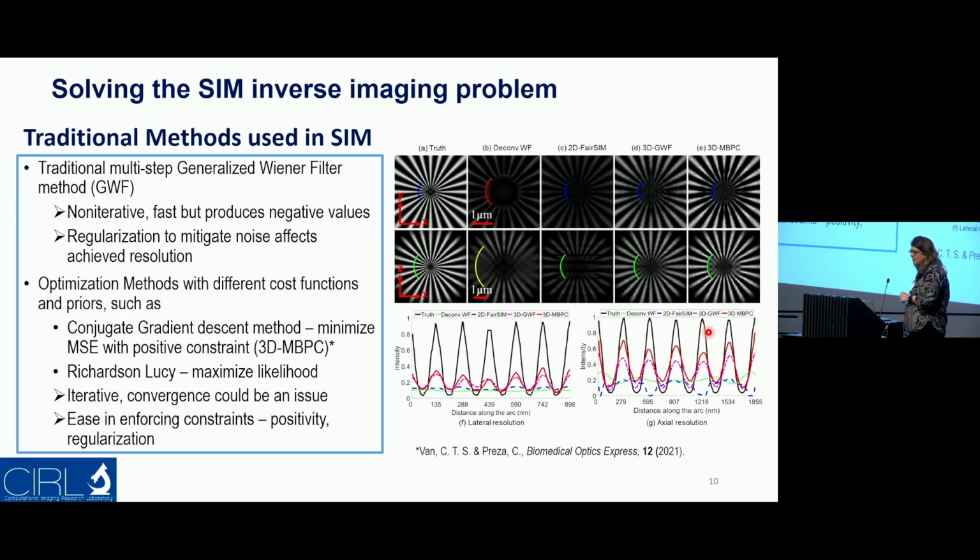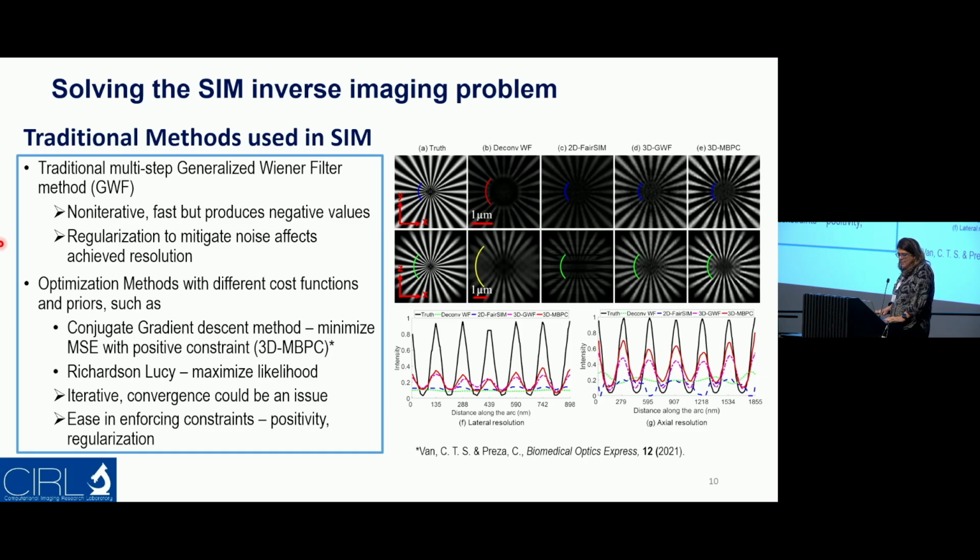So I want to talk a little bit about solving the SIM inverse imaging problem. I mentioned the original algorithm that was termed the generalized Wiener filter method, that has the multi-steps and it involves a filtering for deconvolution. So obviously it's non-iterative and it's fast, but it produces negative values, and it provides some regularization, but it's just like the Wiener filter, so it's not very robust. It does mitigate noise, but you do sacrifice the achieved resolution, which is what you're trying to get with structural illumination.